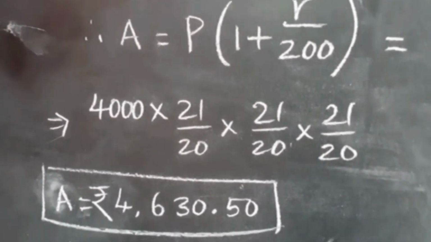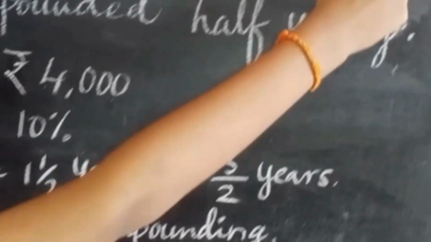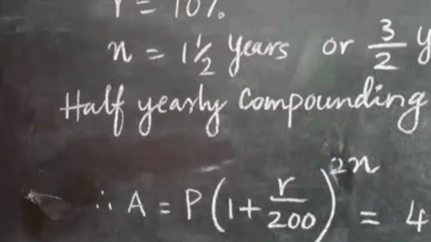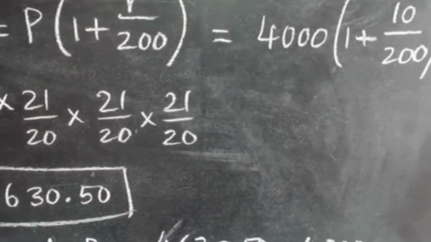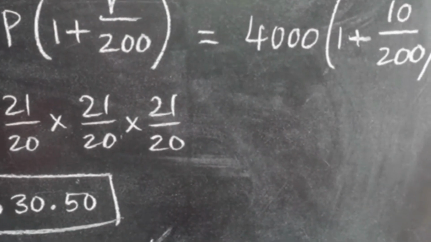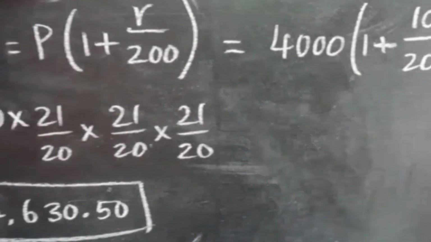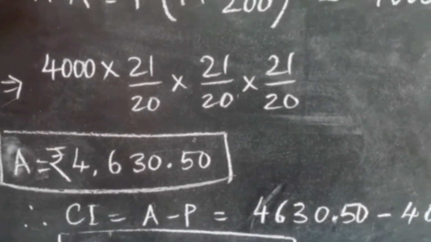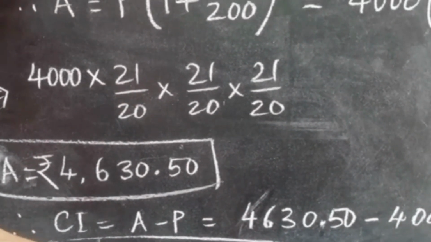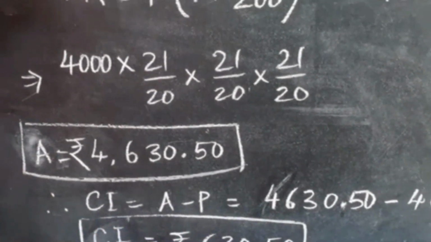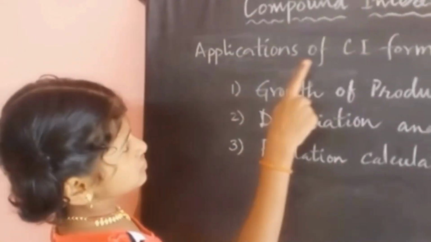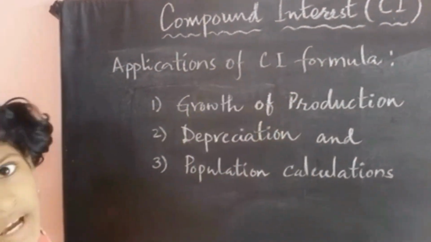If we solve this, we get 4,630.50. As they asked here, compound interest equals amount minus principal, which is 4,630.50 minus 4,000, which equals rupees 630.50. So CI equals rupees 630.50.